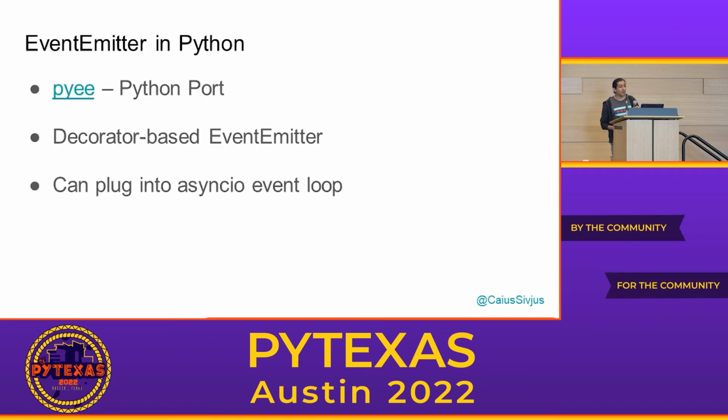And I do want to make everybody aware that there's already a Python port of the event emitter. It's called PyEE. And it's actually a decorator-based event emitter, which can be used synchronously, or you can plug it into any of the async event loops. And I think that's pretty awesome. If you're doing async in Python, this is a really good pattern to start learning about.